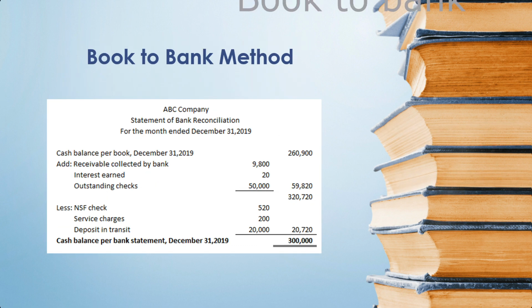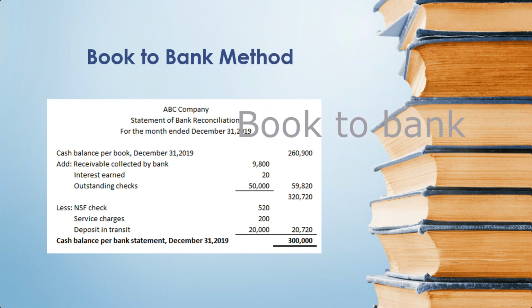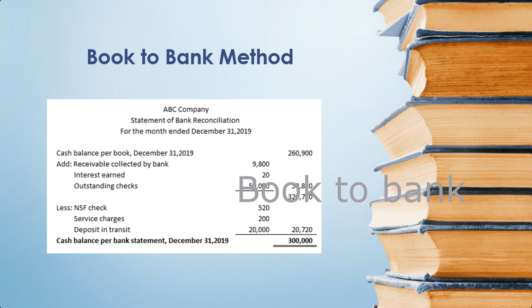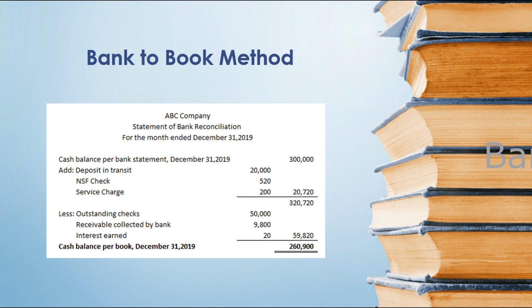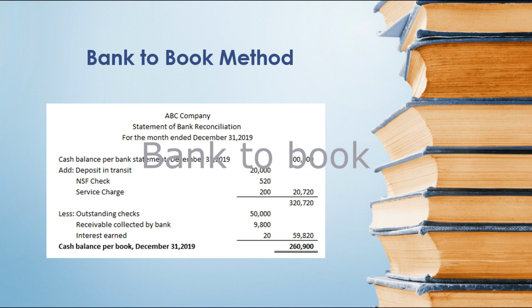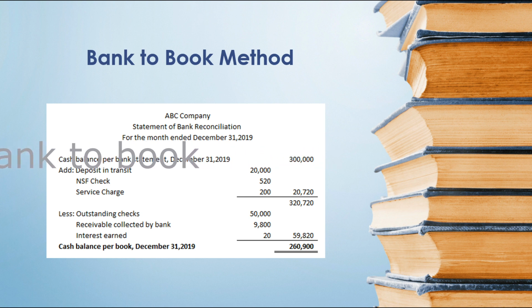Next is the book to bank balance method. Under this method, the book balance is reconciled with the bank balance, or the book balance is adjusted to equal the bank balance. Next method is the bank to book. Under this method, the bank balance is reconciled with the book balance, or the bank balance is adjusted to equal the book balance. The adjusted balance method is preferred over the two other methods.